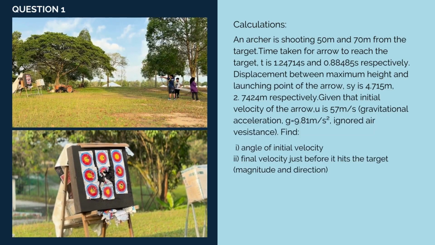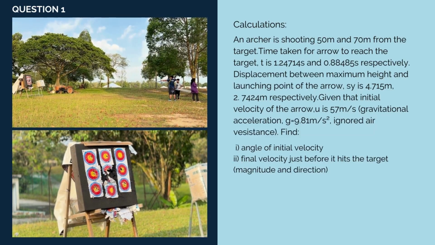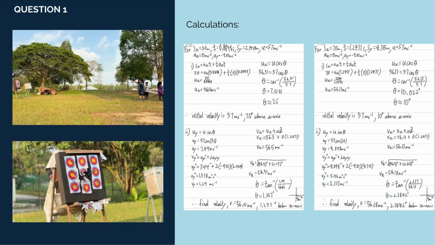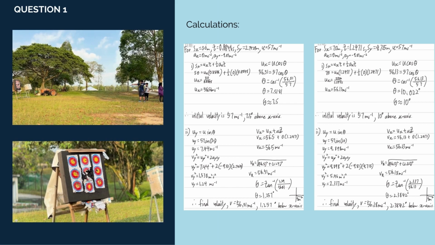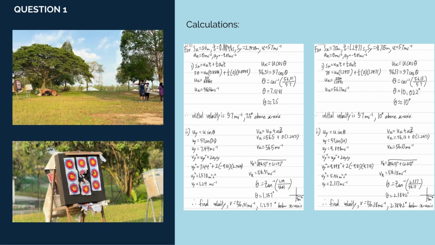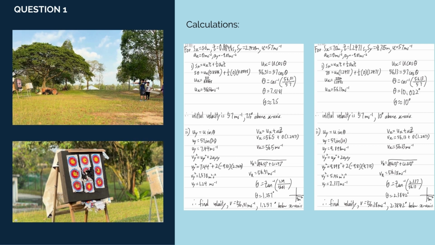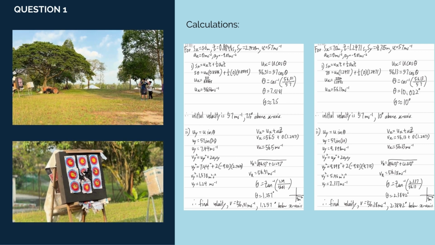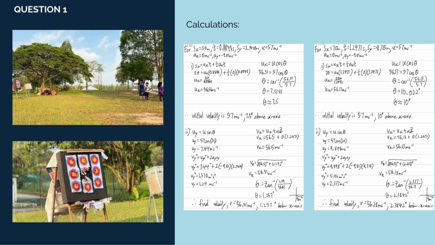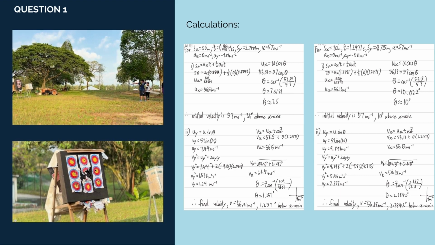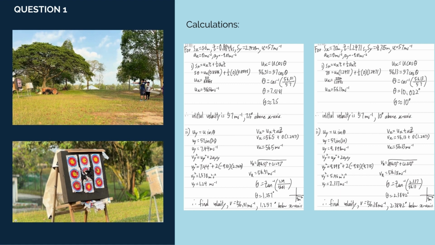For question number 1, we need to find the angle of initial velocity and the magnitude and direction of the final velocity. First, when displacement is equal to 50 meters, we can calculate the angle of the arrow launched by substituting the value of time taken, the displacement between the maximum height of the arrow and the ground (sy), and the initial velocity u, which is 57 meters per second. By using the angle, we can find the magnitude and the angle of the arrow just before it hits the target. Next, the distance goes to 70 meters.